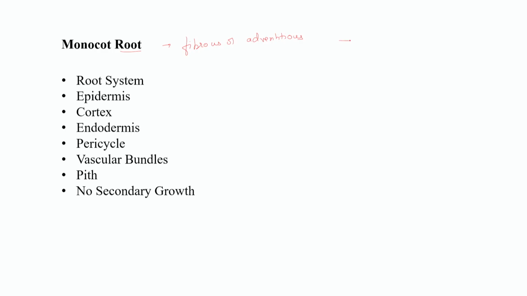That means a lot of fibrous roots will arise from the base of the stem and there won't be any single main tap root system. Many of the roots will have a similar length and they will originate from a common point. Generally they are found at the base of the stem, but sometimes in other parts also, like for example in leaves also these type of adventitious roots can arise.